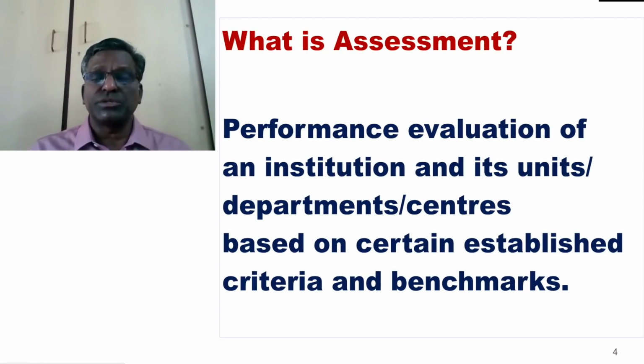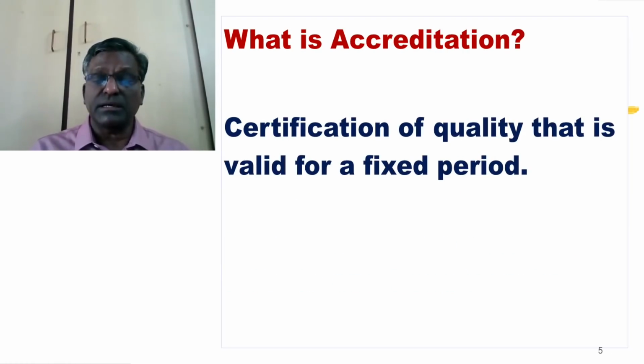Now, normally students, when they write examination, they wait for results. So similarly, accreditation is the result or the outcome of assessment. So once a college or a university submits itself for NAAC assessment, what is the outcome? What is the result? NAAC talks about accreditation. So either you pass or you fail, either you get a very good grade or an average grade or a poor grade or a very poor grade. So certification of quality that is valid for a fixed period.